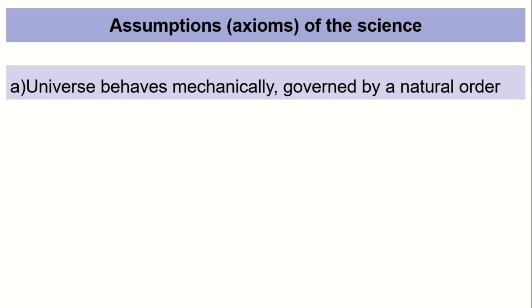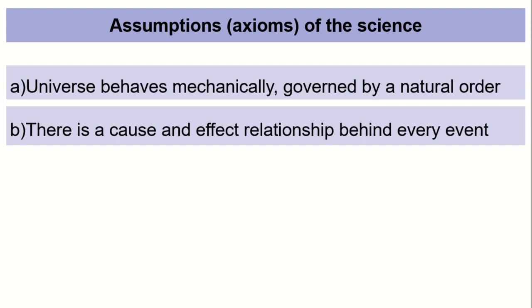And where did this natural order come from? Science can't prove that the world has an actual order or not. Let's look at the second one. There is a cause and effect relationship behind every event.